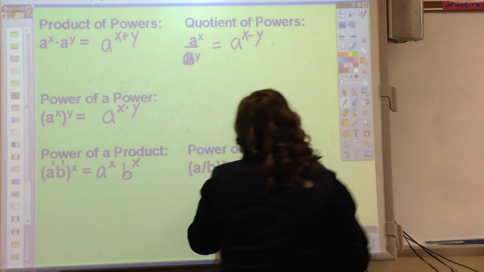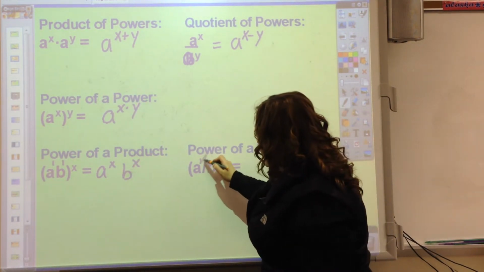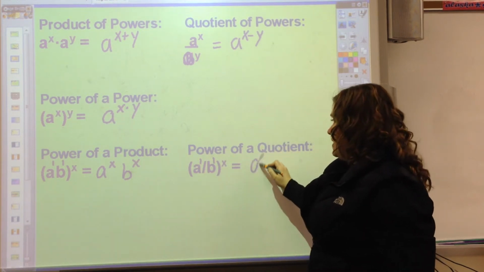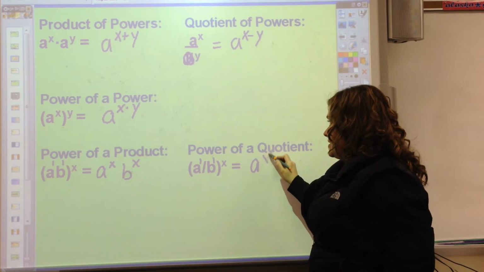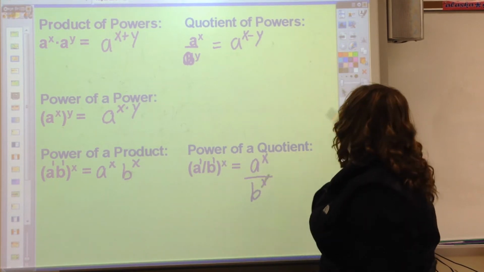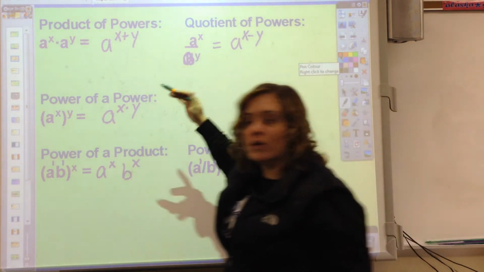For a power of a quotient, again, if you don't have an exponent written, write it in as a 1, and multiply that power in. A to the power of 1 times x is x, and b to the power of 1 times x is x. So let's practice each one of these rules.